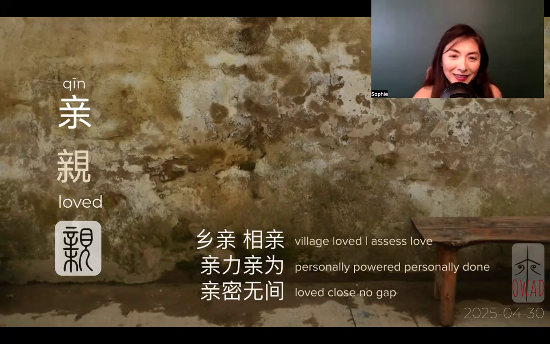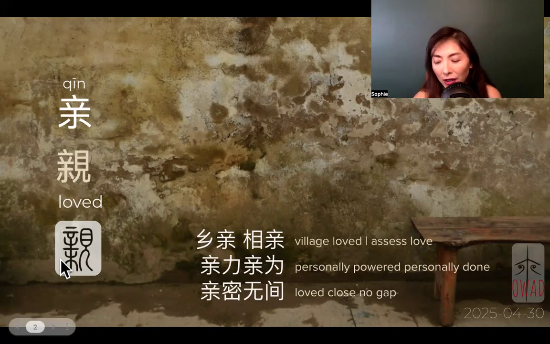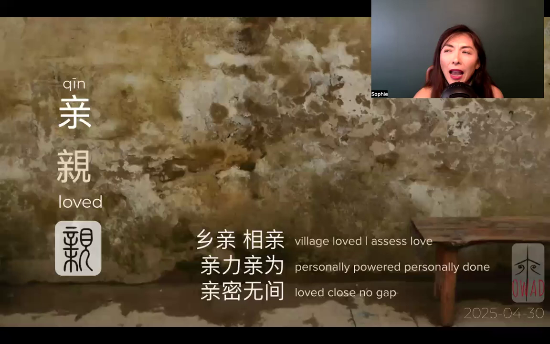And then 乡亲 is you're going to assess who you are going to love. Okay. Anyways, it's a qin. Here, finally, we see three versions of this character. That means this character went through quite some evolution through time. And it's kind of a general term.